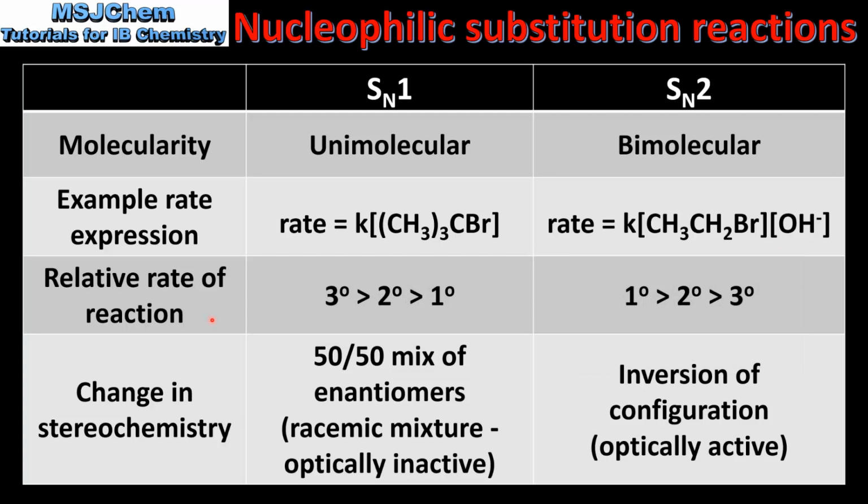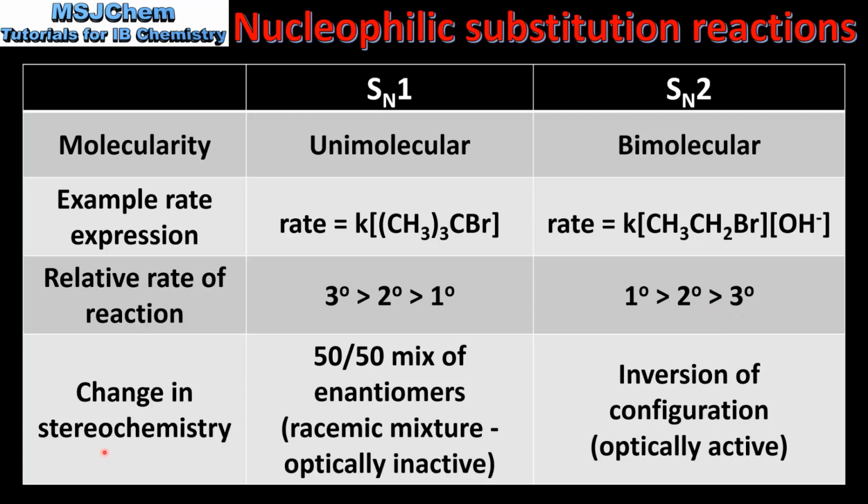Next, we have relative rate of reaction. For SN1, tertiary halogenoalkanes react faster than secondary halogenoalkanes, which react faster than primary halogenoalkanes. For SN2, primary halogenoalkanes react faster than secondary halogenoalkanes, which react faster than tertiary halogenoalkanes.